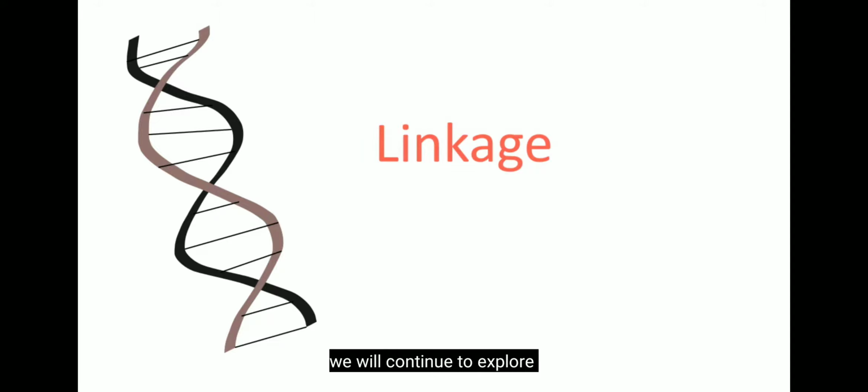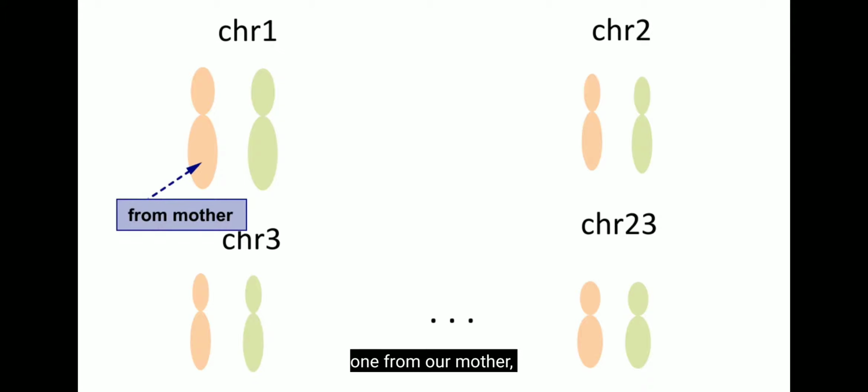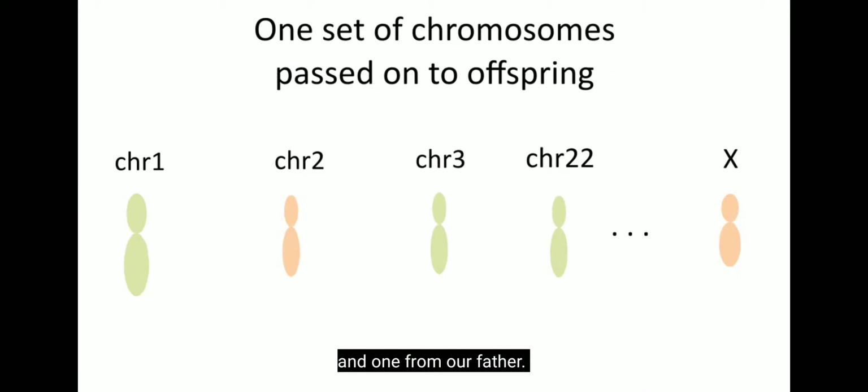In this video, we will continue to explore patterns of inheritance. Recall that we have two sets of chromosomes, one from our mother and one from our father. Each person passes on one set of their chromosomes to their child. Which chromosomes are a part of this set is just chance.